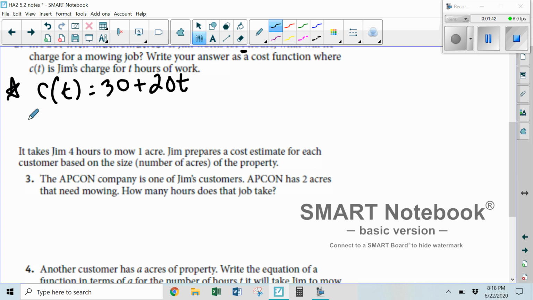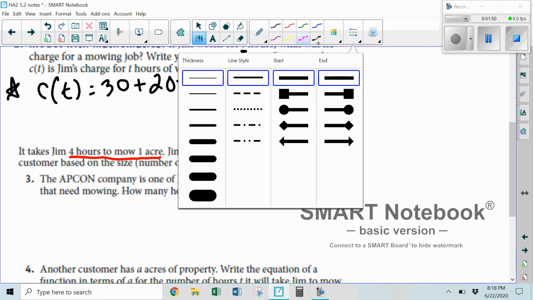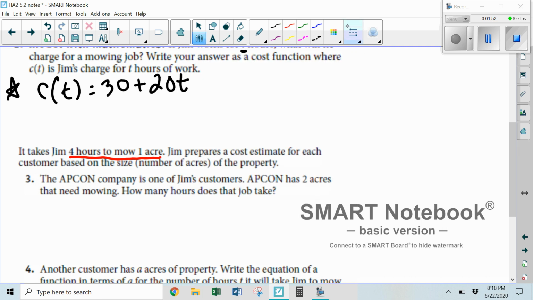Number 3, it takes Jim 4 hours to mow 1 acre. Jim prepares a cost estimate for each customer based on the size, the number of acres, of the property. The Apcon company is one of Jim's customers. Apcon has 2 acres that need mowing. How many hours does the job take? So it's 4 hours for 1 acre, and he has 2 acres. How long will that take? 8 hours.